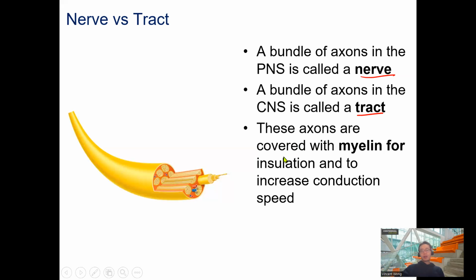So these axons are covered by myelin, right, for insulation to increase conduction speed. We know that already. So here you can see a bundle of axons, and they're grouped together to make it stronger. Rather than having just one single axon, which is very easy to break, and we don't want that. And we have various connective tissue that binds them together nicely.